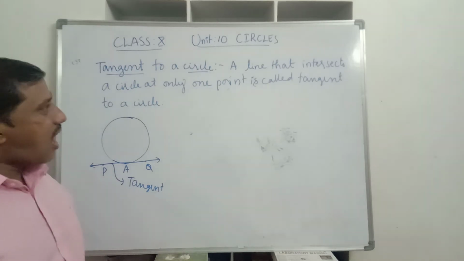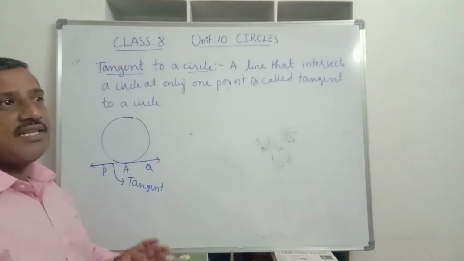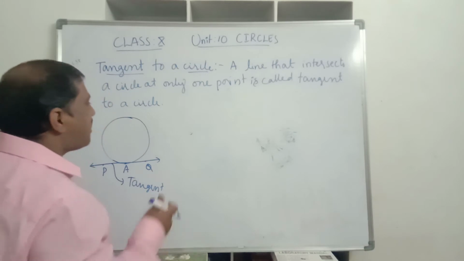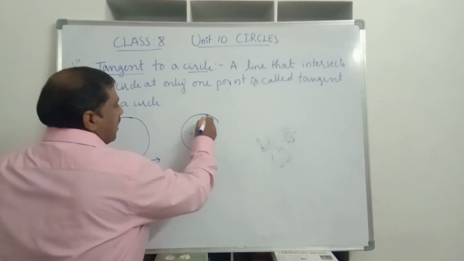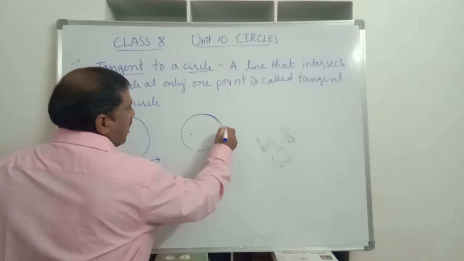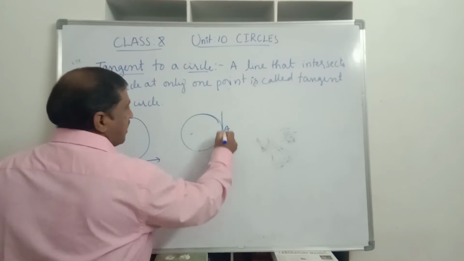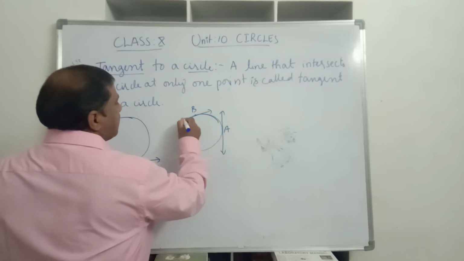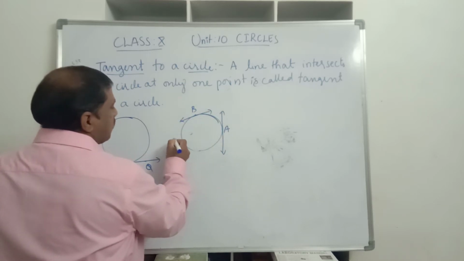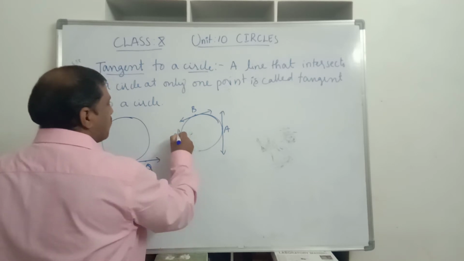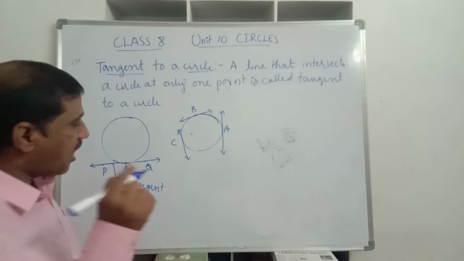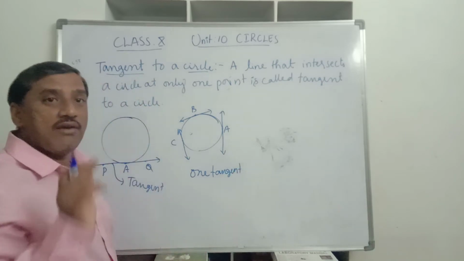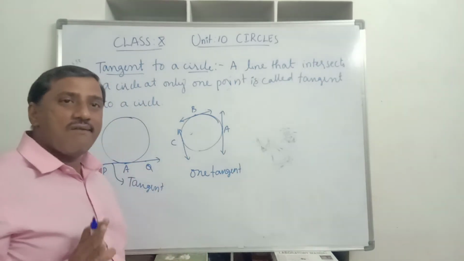Now my question is, how many tangents can we draw to a circle at a point on the circle? It is only one tangent we can draw to a point on the circle. You see here, if I consider this is the point A, to this point I can draw only one tangent. And if I take one more point B, to this point I can draw only one tangent. Or if I take one more point C, I can draw only one tangent. So at a point on the circle we can draw only one tangent.